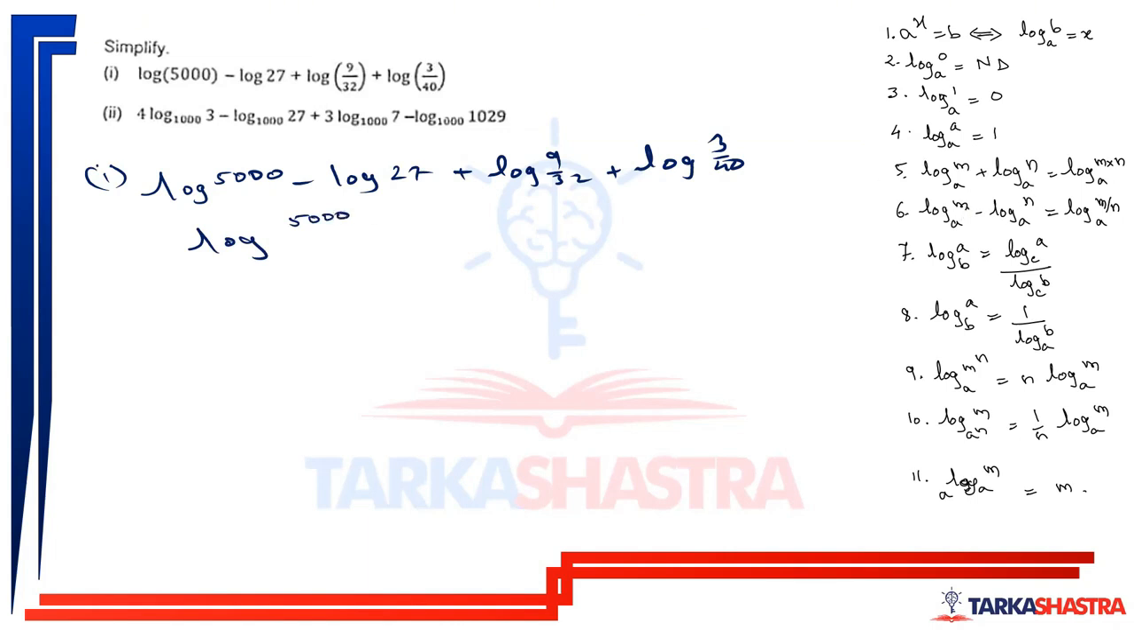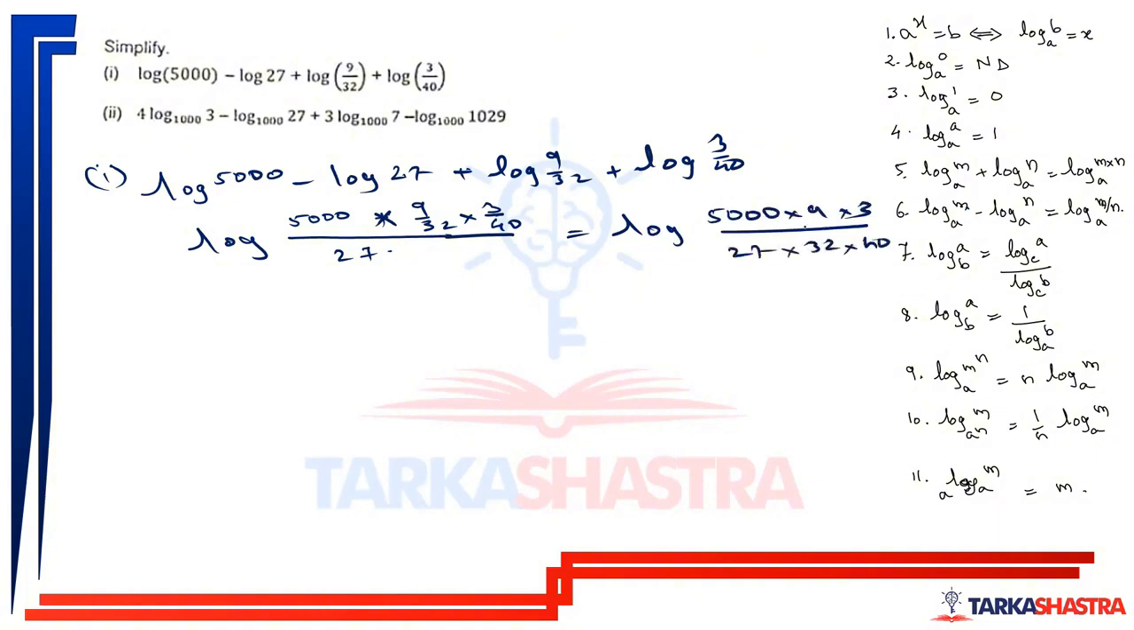Now log m minus log n is log m upon n, right? So log 5000 minus log 27 is log 5000 by 27. Then plus log 9 by 32, so it will be multiplied by 9 by 32, and plus log 3 by 40, so it will be multiplied by 3 by 40 as well. That becomes log 5000 into 9 into 3 upon 27 into 32 into 40. So 9 3s are 27, this 27 gets cancelled, this 0 gets cancelled, this is 32, this is 125. So we can say that it is simplified like this: log 125 to the base 32.